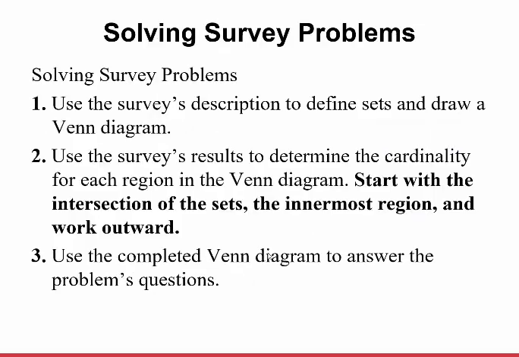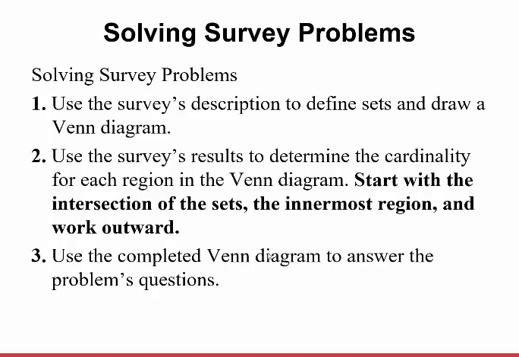All right, so now let's talk about working backwards, where I give you the survey results and you actually then construct the Venn diagram. Okay, so solving survey problems. So here's the process we're going to do. We're going to use the survey description to define sets and draw Venn diagrams. We're going to use the survey's results to determine the cardinality for each region of the Venn diagram. So this is important. Start with the intersection of the sets, the innermost region, and work outwards.